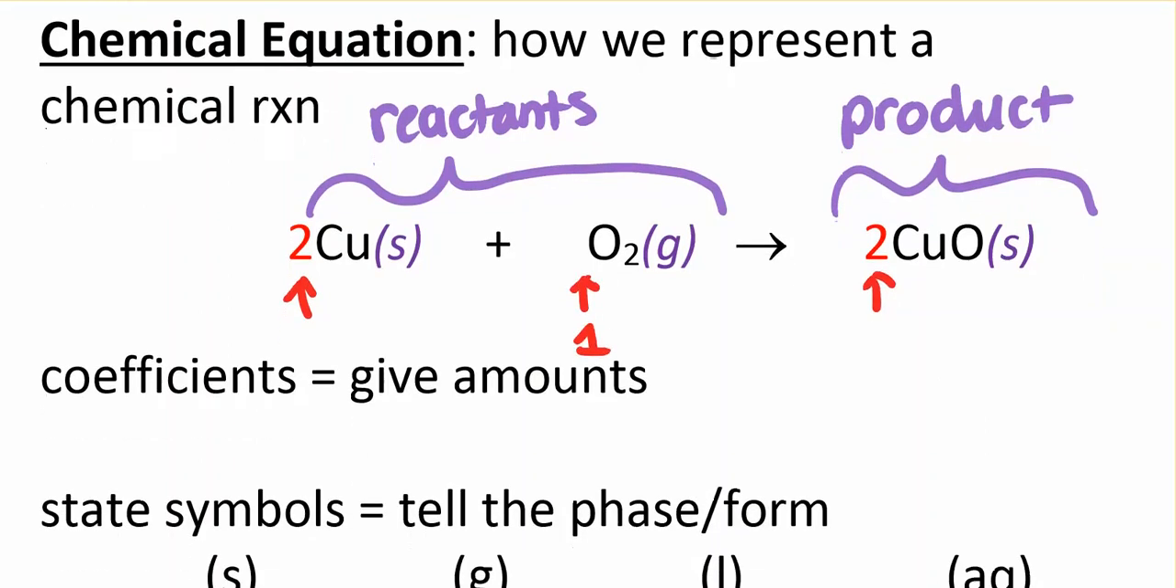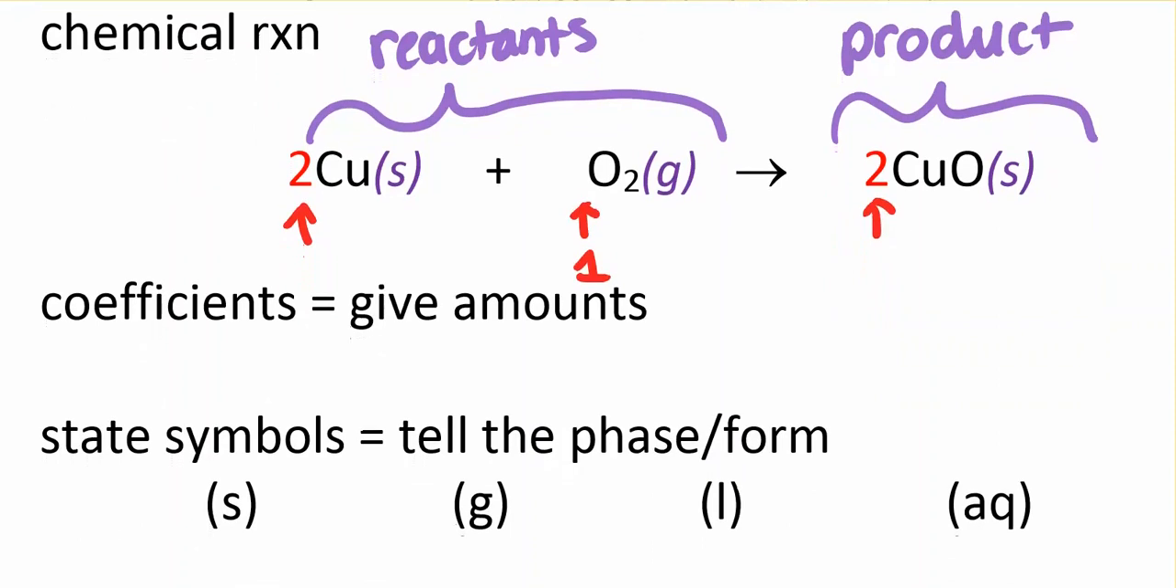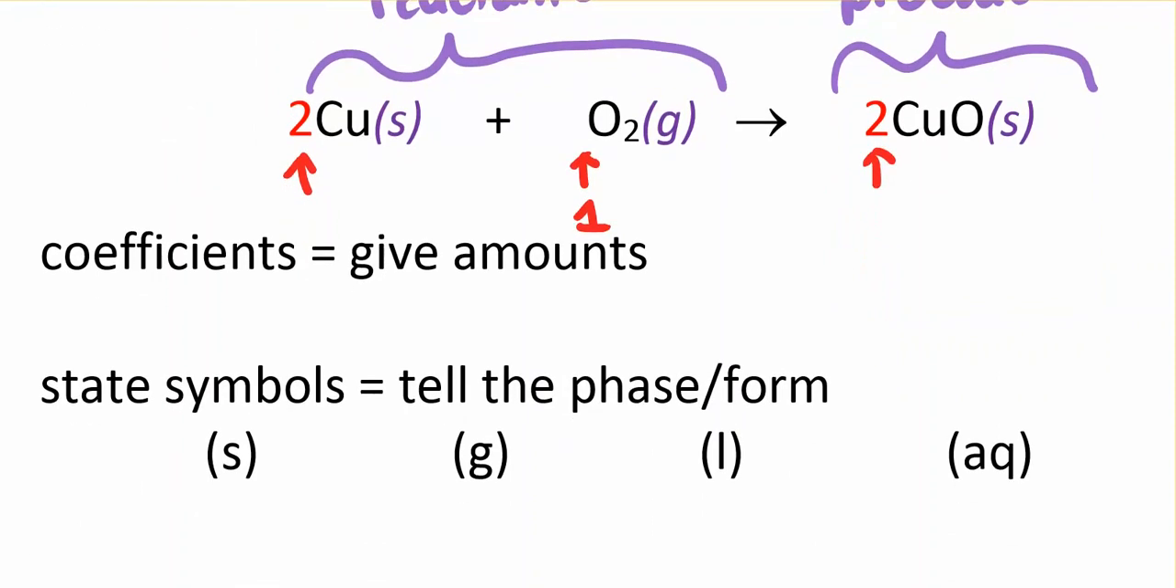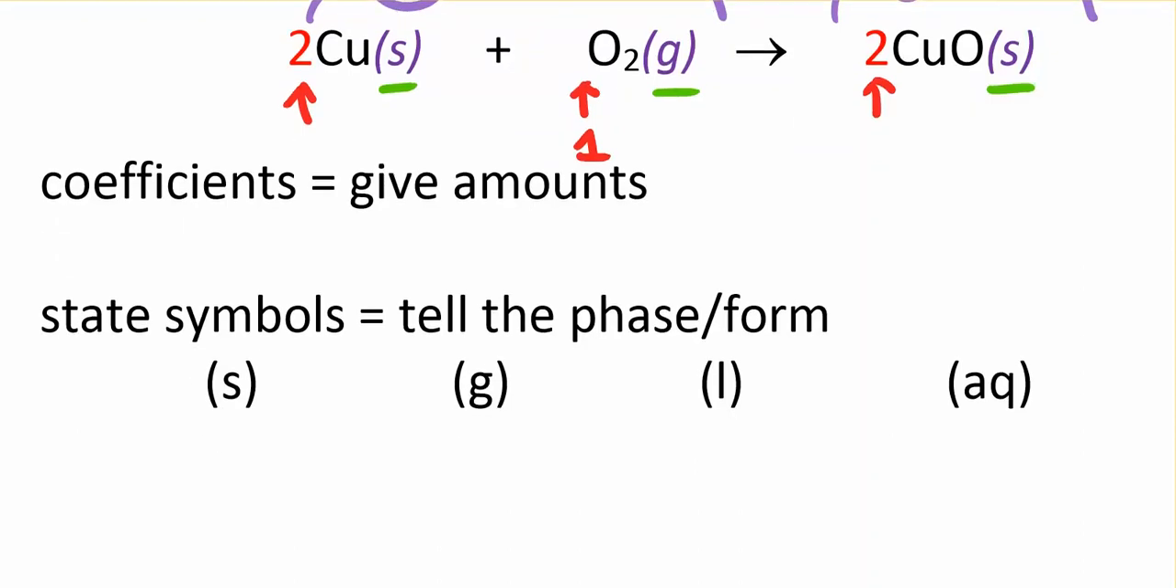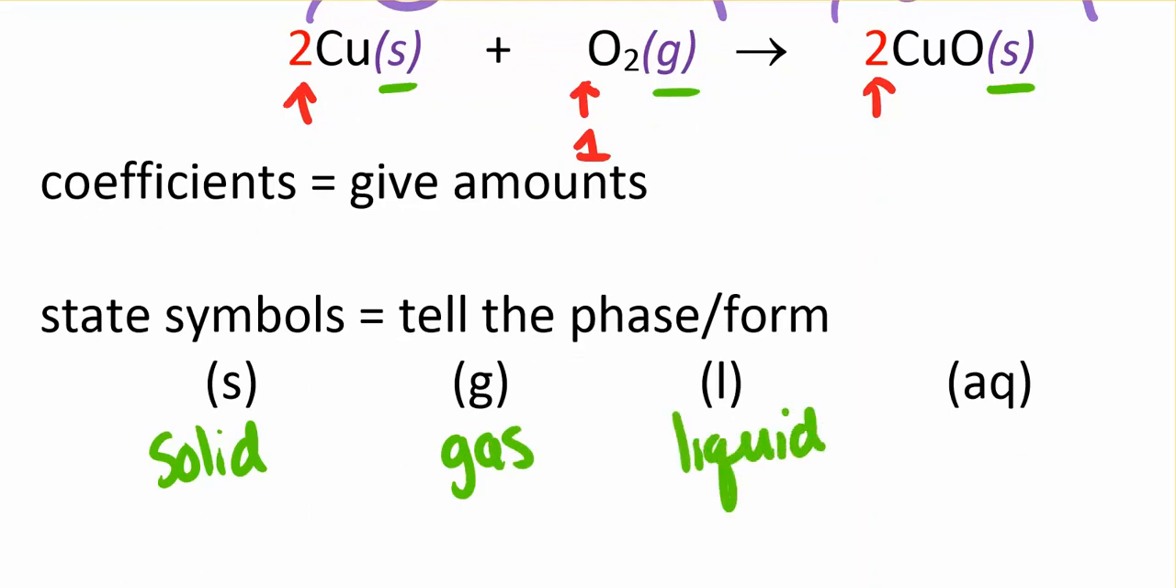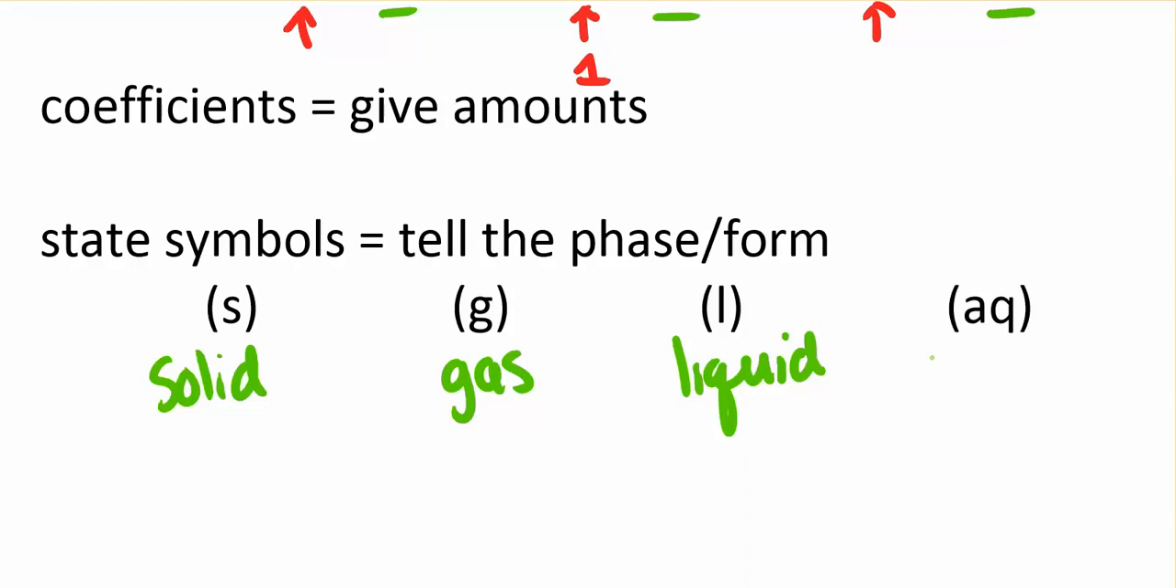It's not shown. We also have state symbols in our reaction. The state symbols tell us what form of each reactant or product is present. Of course, S is solid, G is gas, L is liquid, and aq, aqueous, means dissolved in water.